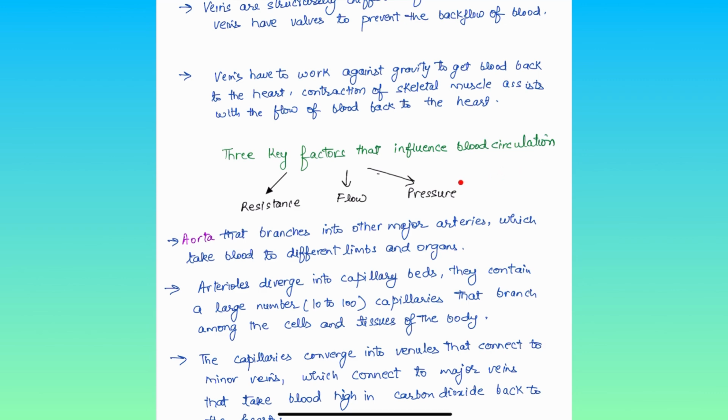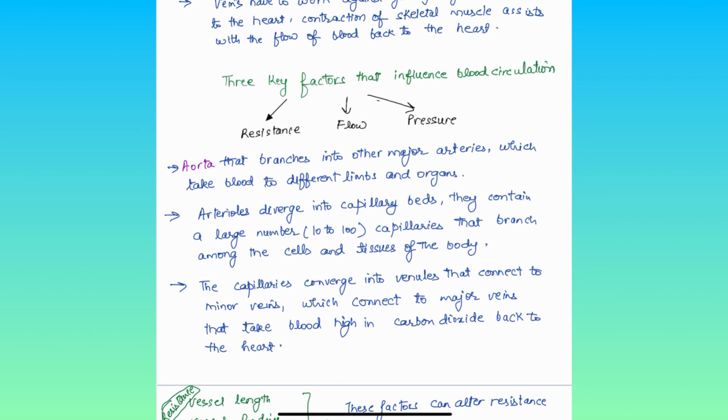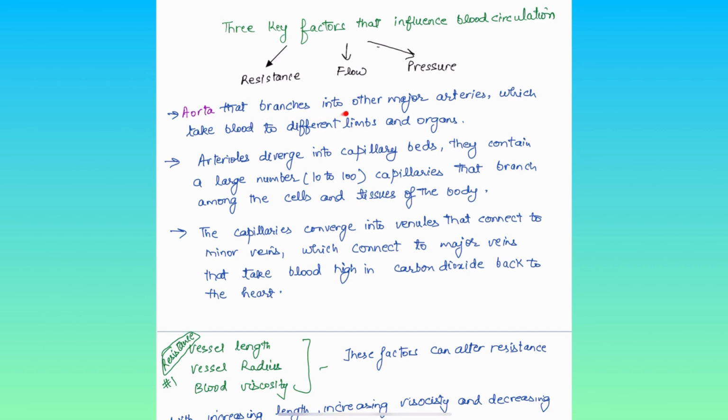Three factors that influence blood circulation are resistance, flow, and pressure. The aorta is an artery that branches into other major arteries which take blood to different limbs and organs, and arterioles diverge into capillary beds. They contain a large number of capillaries that branch among the cells and tissues of the body. The capillaries converge into venules that connect to minor veins, which connect to major veins that take blood high in carbon dioxide back to the heart.